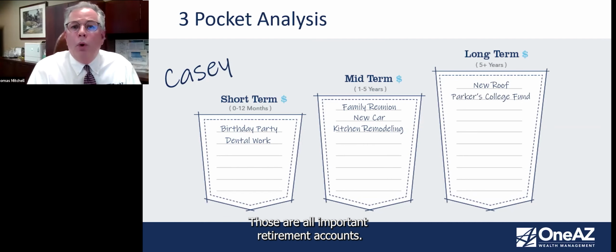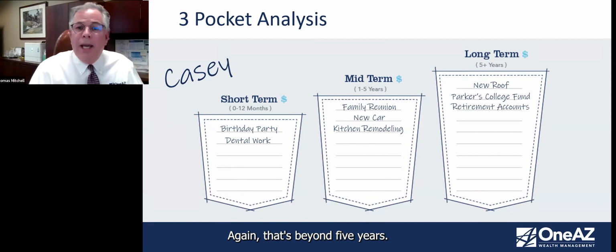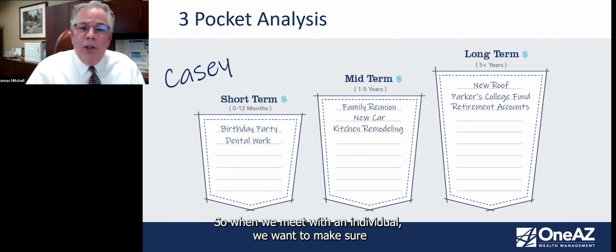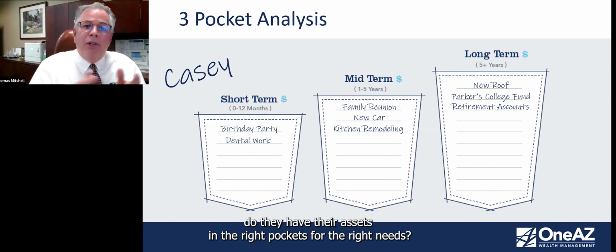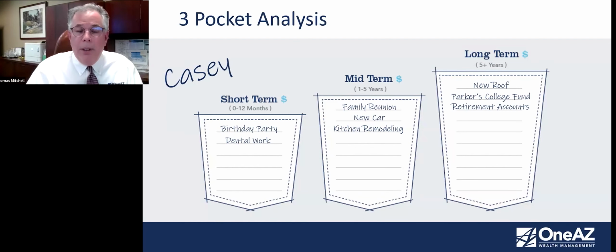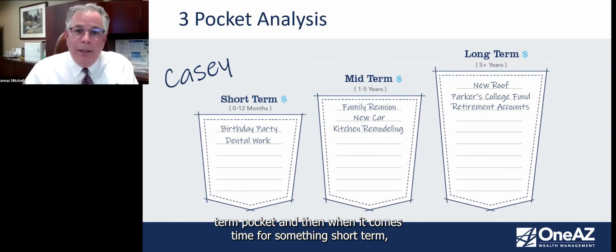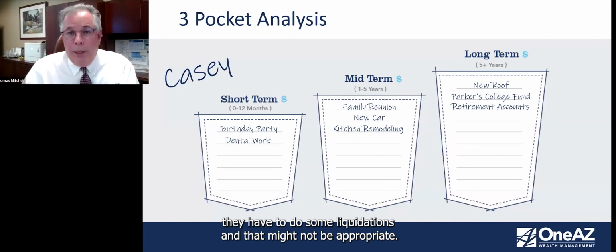Those are all important. Retirement accounts, again, that's beyond 5 years. So when we meet with an individual, we want to make sure they have their assets in the right pockets for the right needs. Occasionally we'll come across somebody that has everything in the long-term pocket, and then when it comes time for something short-term, they have to do some liquidations, and that might not be appropriate.